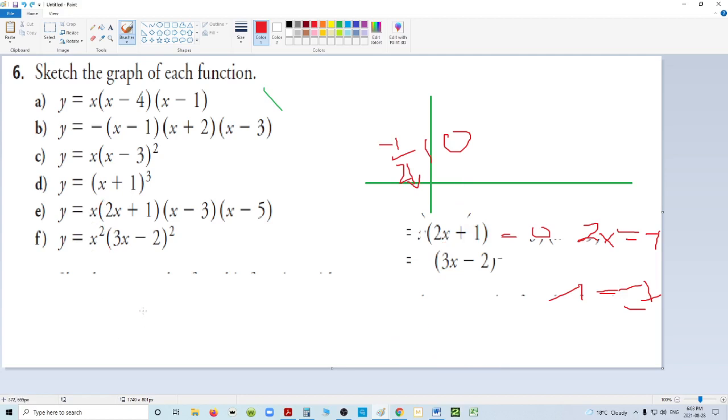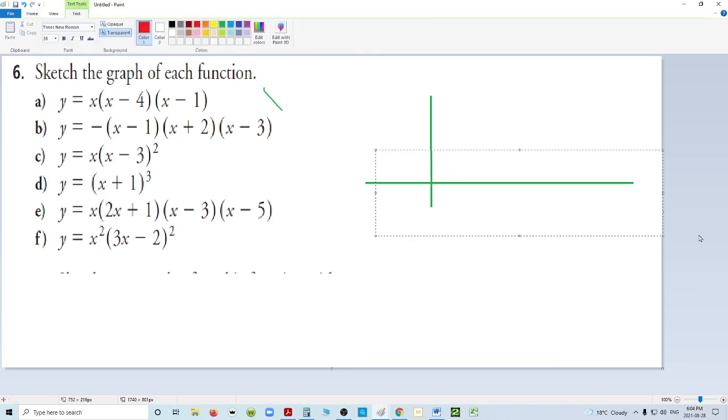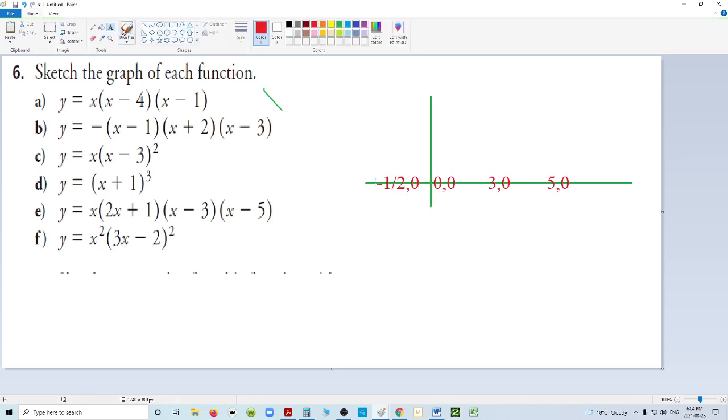So I'm going to do the first one, or sorry, this one here. So e. Faster if I do this. And I'm going to try to do their x-intercepts in order. So it goes minus half, comma 0 on that one, 0, comma 0, 3, comma 0, and 5, comma 0. And notice that it has a positive leading coefficient and that it bounces through none of them. So it's going to go through each of them, which means I'm going to have something like this.